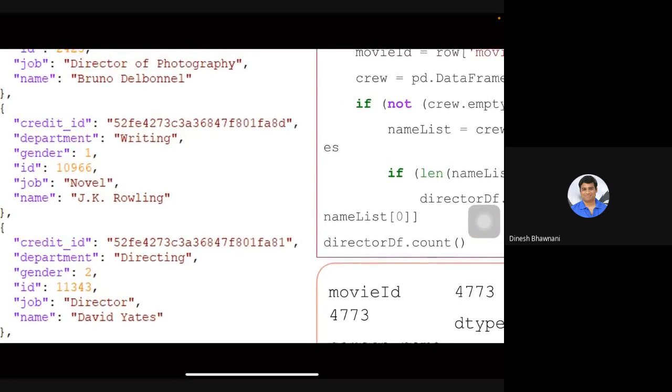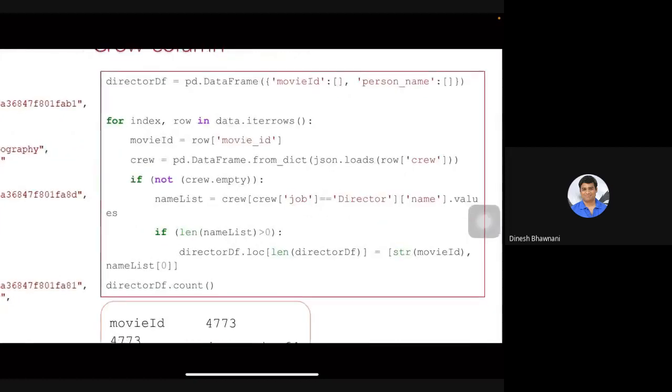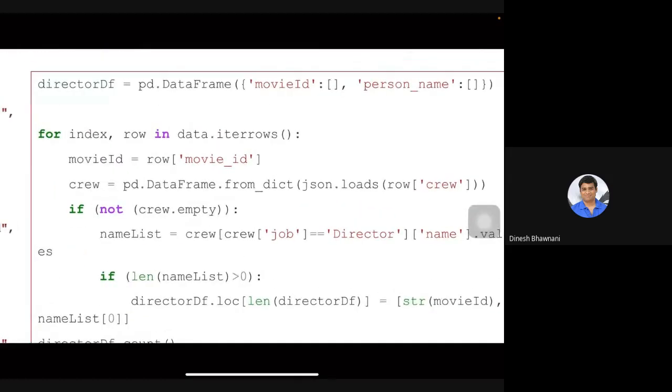So J.K. Rowling donated quite a lot of resources to us. Good person.